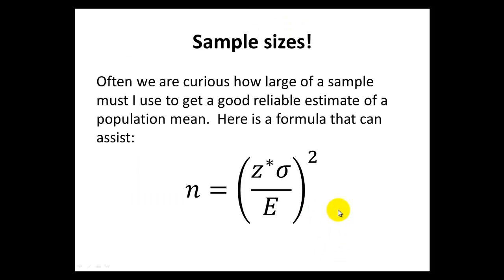Finally, I want to address the idea of sample sizes as we did with proportions. Sometimes we're curious how large of a sample we must use to get a good reliable estimate of a population mean. Here's a formula you could use. Notice in this estimation of a population, how large a sample size should be, we do utilize a z-star here, which is clearly in the formula, so hopefully you will notice that when you go to plug your numbers in.